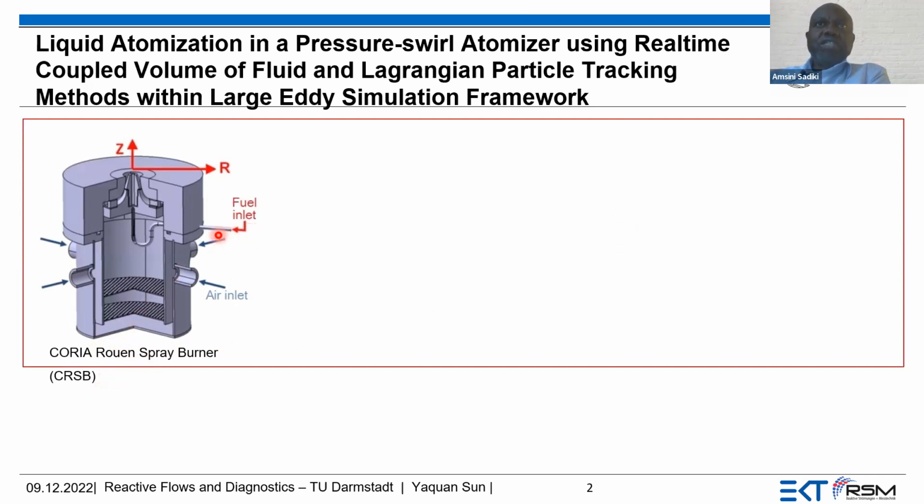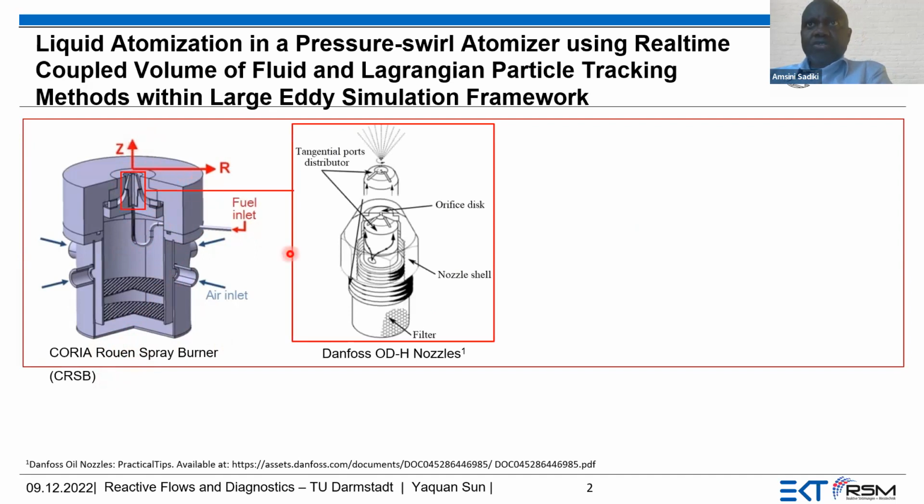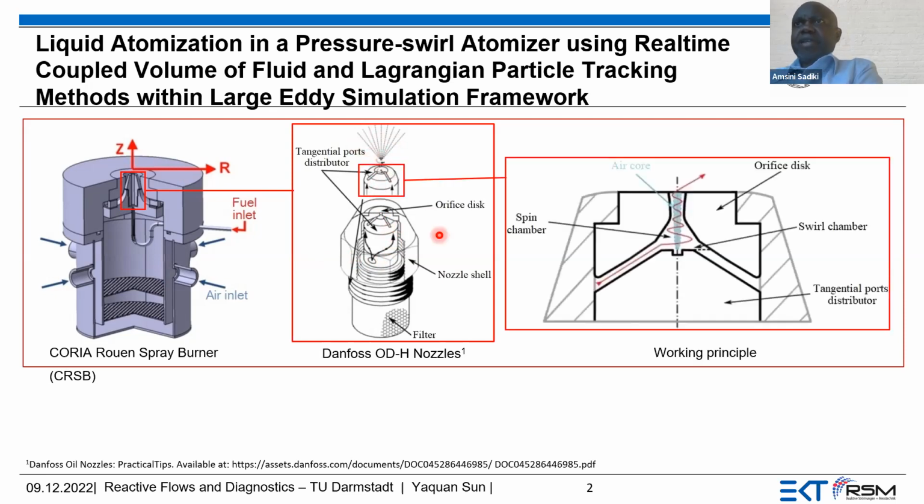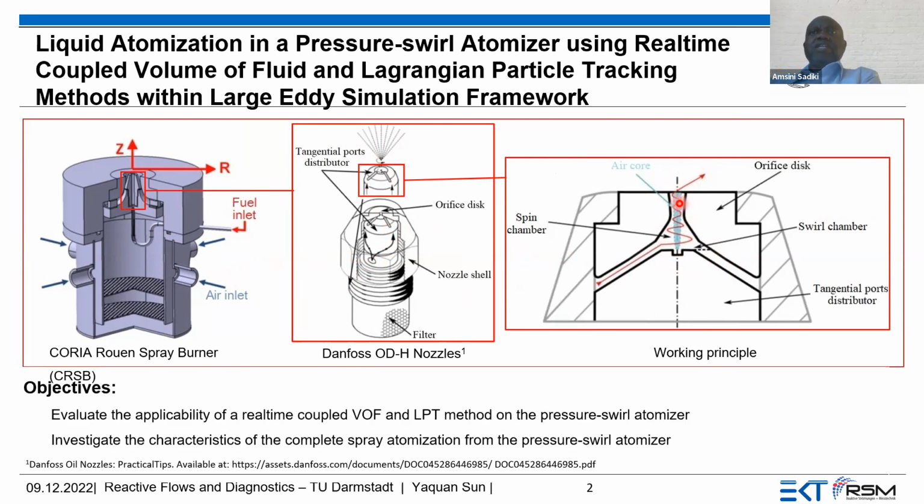The fuel jet enters here and goes there, and the air comes here and produces a swirl. This is how the swirl works. We have these two channels which allow us to produce the swirl around the liquid, so that at the outside we have a swirl spray, which is really interesting to investigate by means of simulation and LPT.